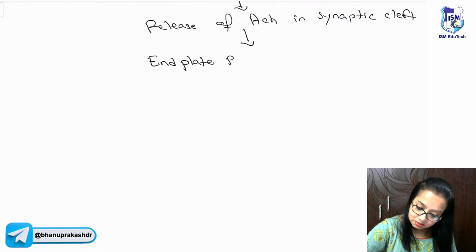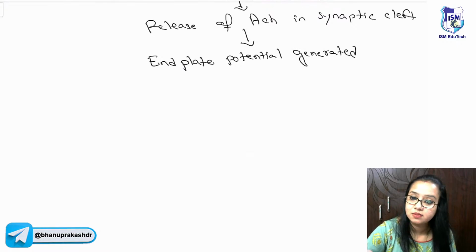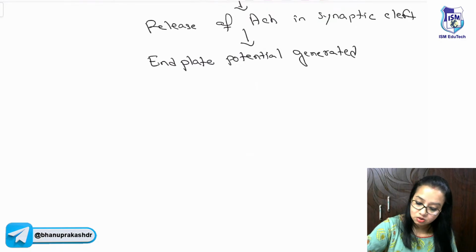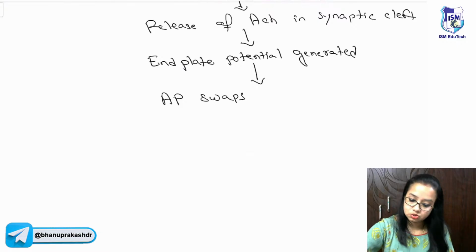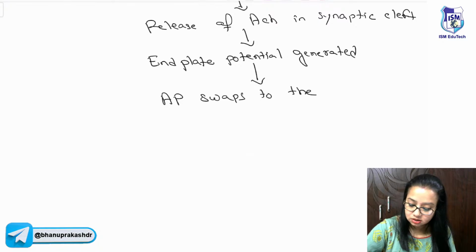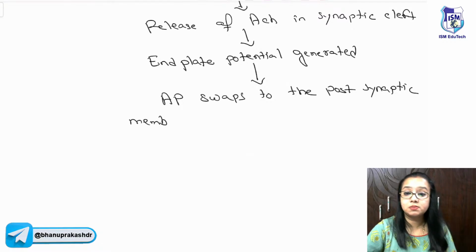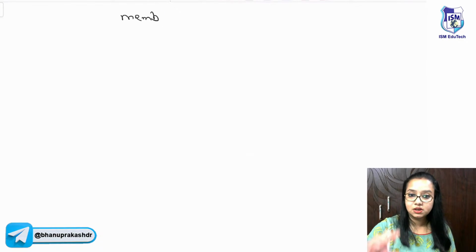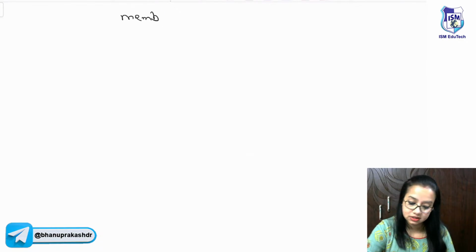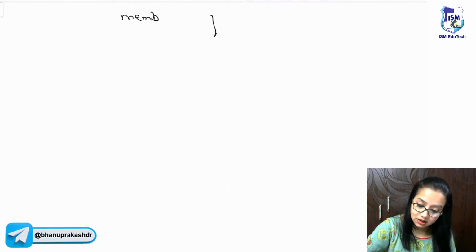Thank you. End plate potential is generated. So once the end plate potential is generated, what is the big step? The action potential spreads, means goes to the postsynaptic membrane. Here the postsynaptic membrane is obviously the sarcolemma, the skeletal muscle region. So once that is over, what will happen?